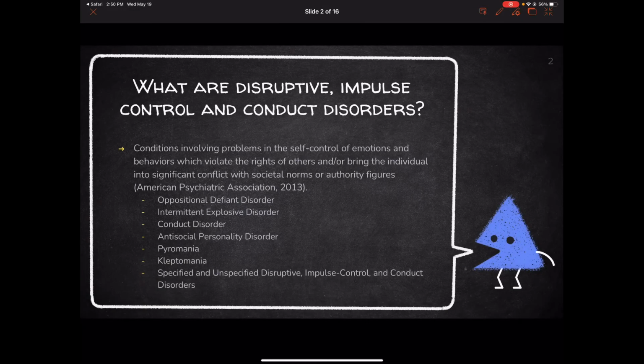So you may be asking, what are these? These are conditions involving problems in the self-control of emotions and behaviors which violate the rights of others and/or bring the individual into significant conflict with societal norms or authority figures. We've listed below all the disorders that are under this umbrella term of disruptive, impulse control, and conduct disorders. We're going to specifically address oppositional defiant disorder and conduct disorder.